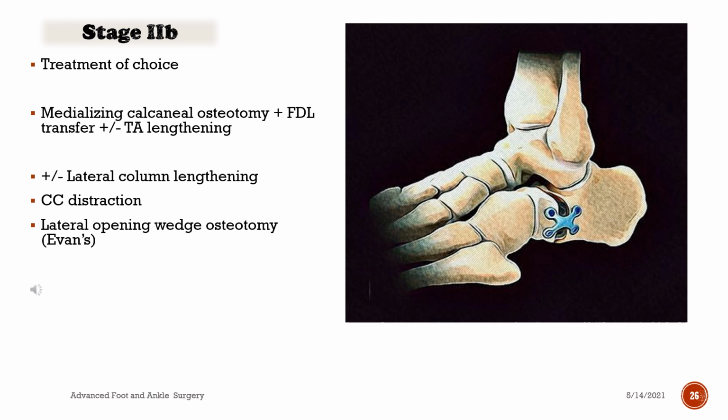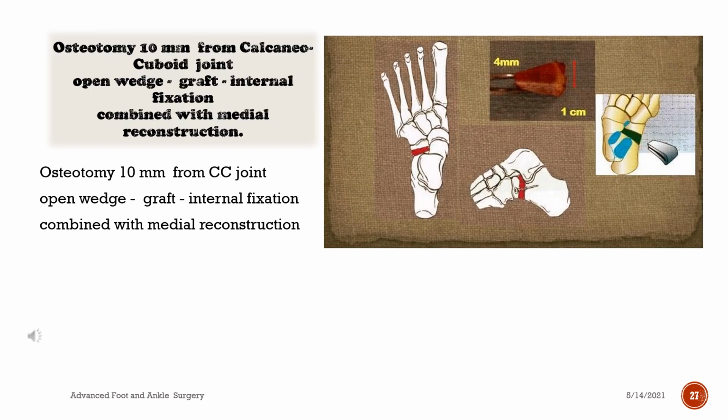Lateral opening wedge osteotomy, Evans. Osteotomy 10 mm from the calcaneocuboid joint. Open wedge, graft, internal fixation, combined with medial reconstruction.